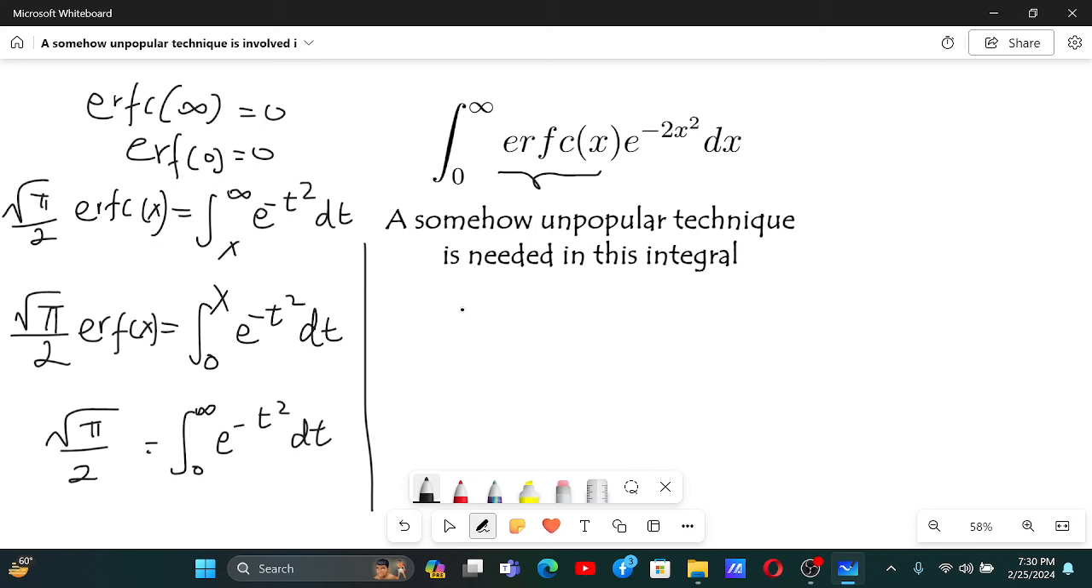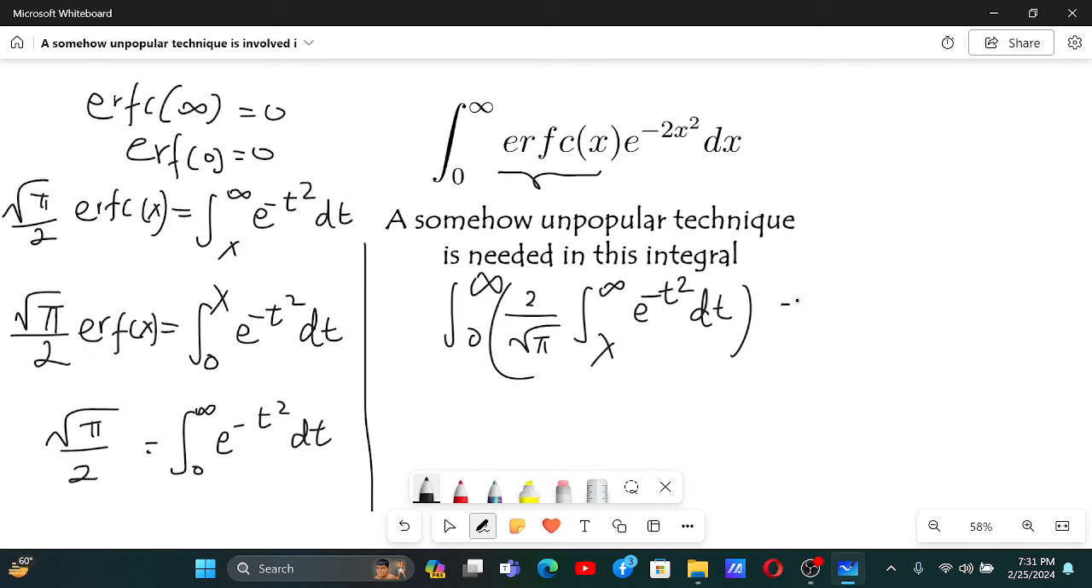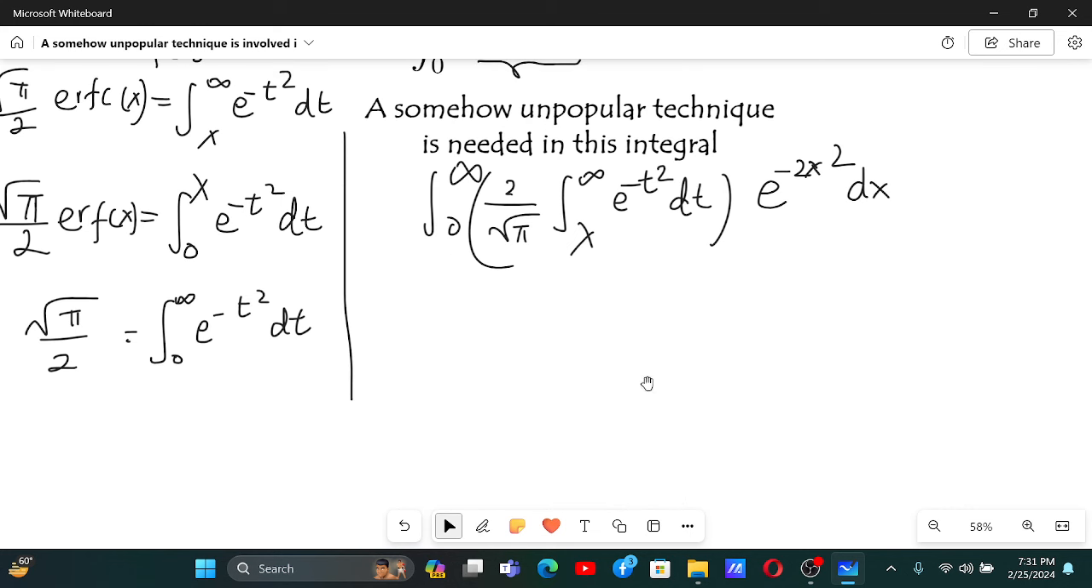So we can start the integral by writing the integral from this function. So this is 2 by root pi times the integral from x to infinity of e to the power minus t square dt, and then this is e to the power minus 2x square dx. Now let's interchange the integrals. But before that, we can try to make this integral a numeric one. And how do we do that? For that, we can let y equal to t by x, and that will simplify the limits of integral.